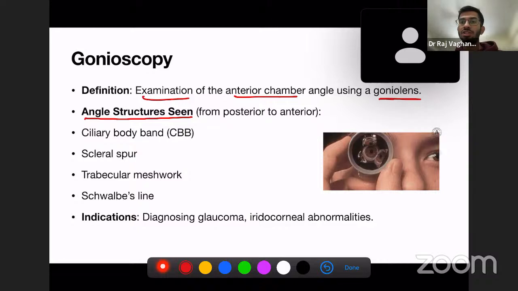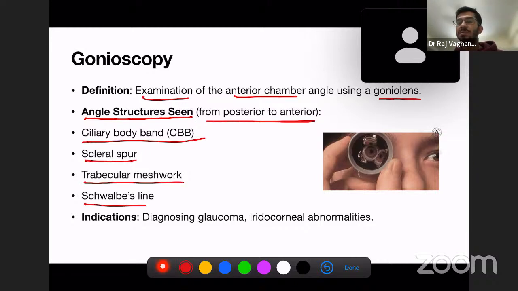Okay, angle structure seen from posterior to anterior. From posterior to anterior, you can see the ciliary body band, scleral spur, trabecular meshwork, and Schwalbe's line. So this is posterior to anterior. From the posterior to the anterior, what are the structures that you can see? You can see the ciliary body band, scleral spur, trabecular meshwork, and Schwalbe's line.